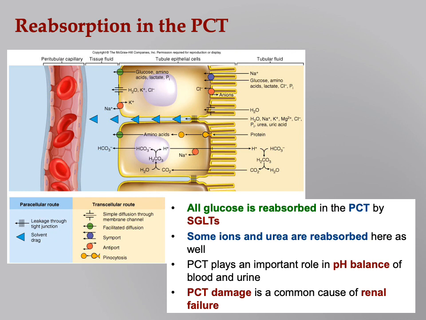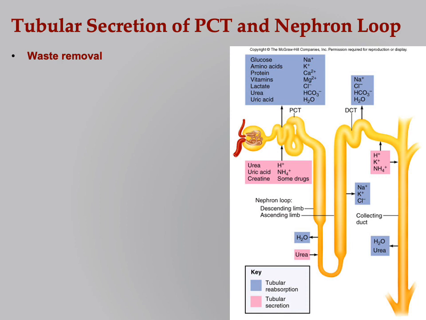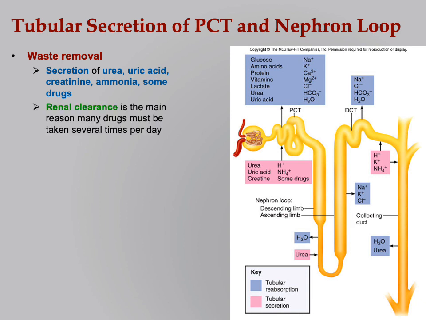PCT damage is a common cause of renal failure. For example, people with chronic hypertension, it's really rough on the whole kidney. And so you end up damaging the PCT, and then you start losing the ability of nephrons to do their job. Azotemia will follow. That's not coronavirus, that's just something else. Waste removal: we're going to secrete urea, uric acid, creatinine, ammonia, some drugs. We filter it out, but then also we can secrete it here in the PCT, controlling the balance, okay?